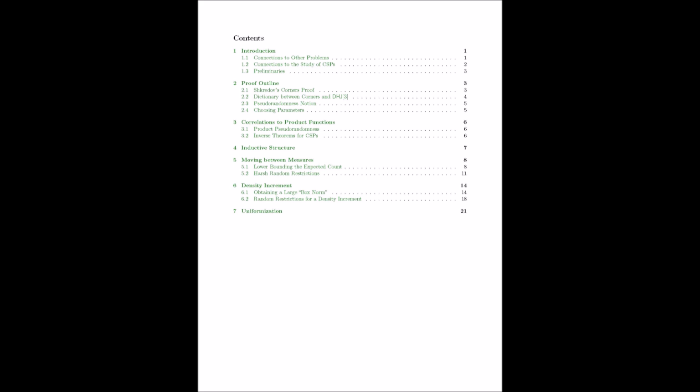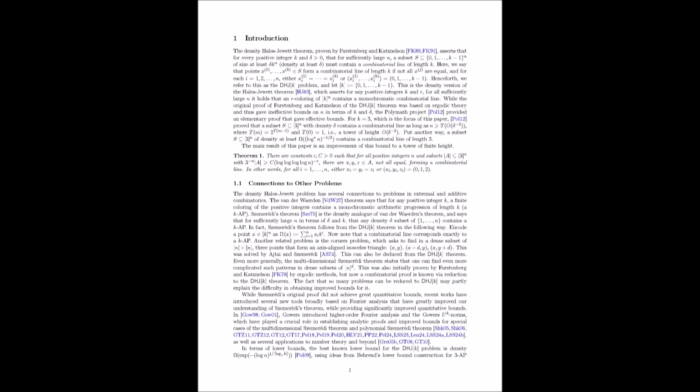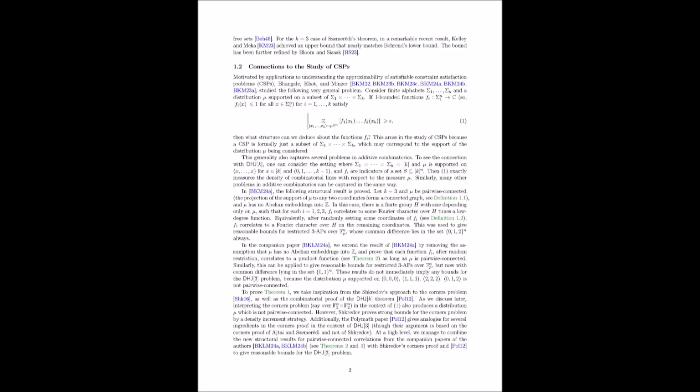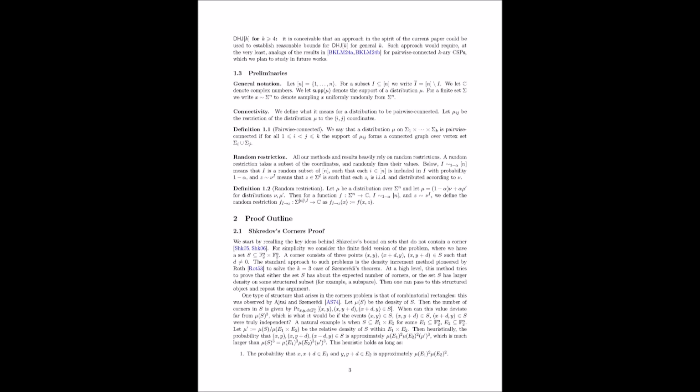That's where their final trick comes in, uniformization. It's like taking a messy room and organizing it. They've developed a technique to transform those unruly subsets into ones that are product pseudorandom, all without losing too much density in the process. So it's like they're ironing out the wrinkles, making those subsets smooth and manageable so they can continue their density increment strategy. That's a great way to put it.